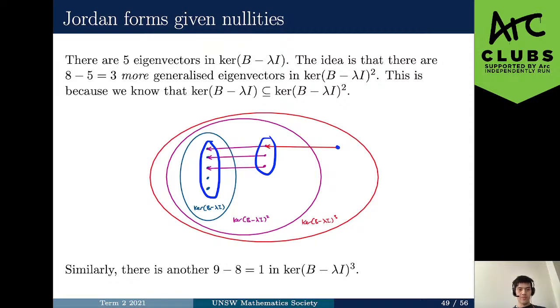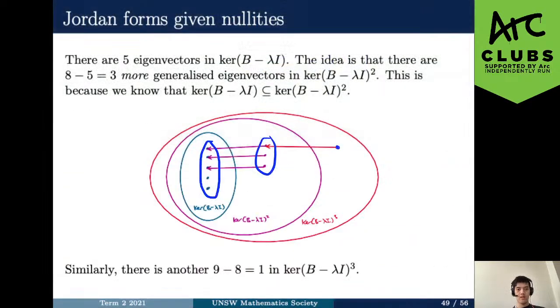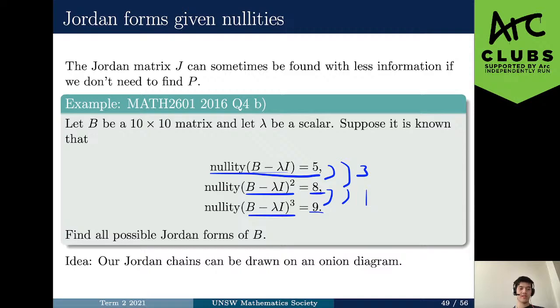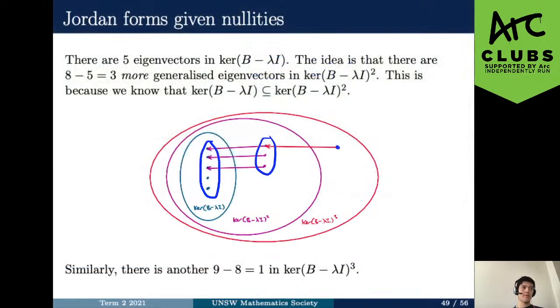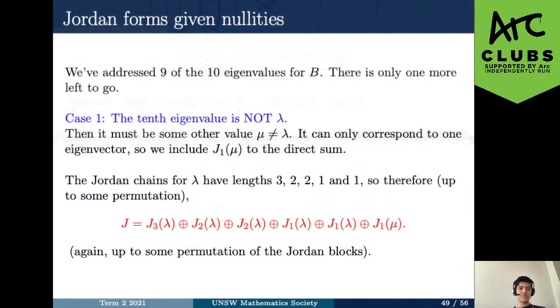So that's the diagram. The question is asking us to find all the possible Jordan forms. The question has told us that it's a 10 by 10 matrix. So far we've accounted for 9 generalized eigenvectors, so there's one more. The problem is that this one more eigenvector could have the same eigenvalue lambda, but it doesn't necessarily have to. It could have a different eigenvalue entirely. I suppose that's the easy case, where the 10th eigenvalue is not lambda.